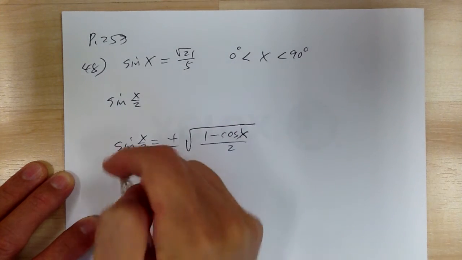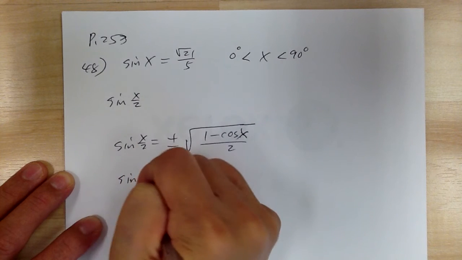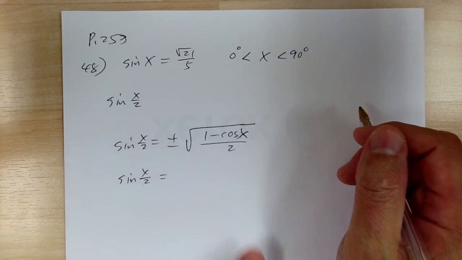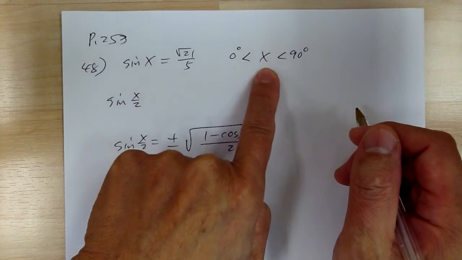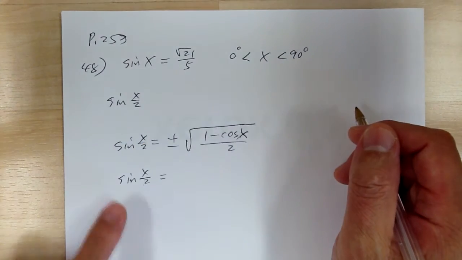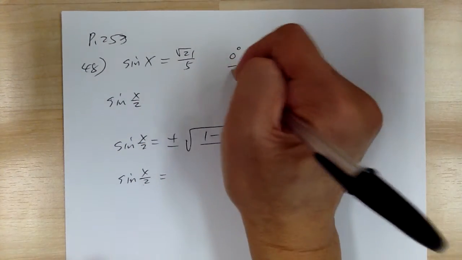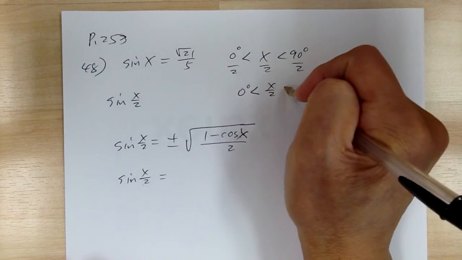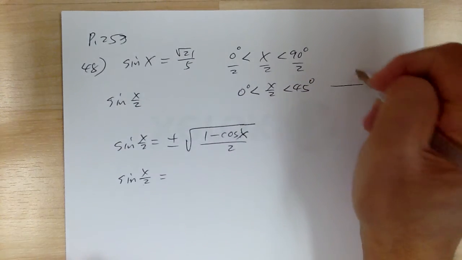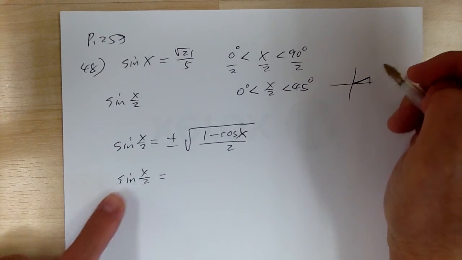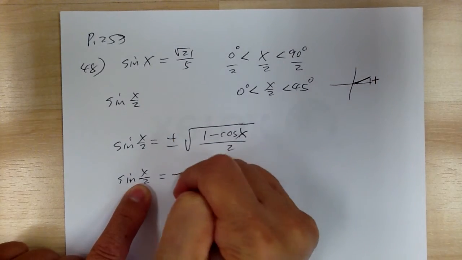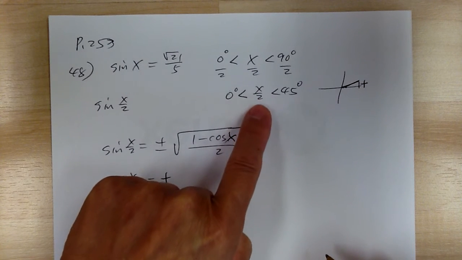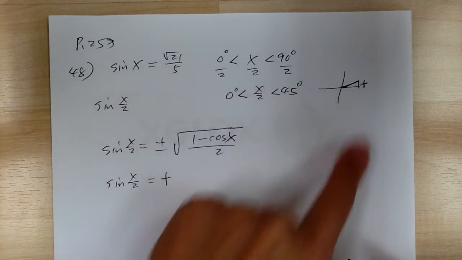Okay? So let's start to substitute stuff in there. First you have to figure out plus or minus. So how do you know where the angle is? Well, if you look over here, x is between 0 and 90, right? So to get x over 2, what you need to do is divide it by 2. So x over 2 is between 0 and 45 degrees. So it's going to be somewhere over here. So sine is going to be positive. So that's how you figure it out. Again, you have to get your half angle to figure out what quadrant this angle is in, and then you figure out if it's plus or minus.